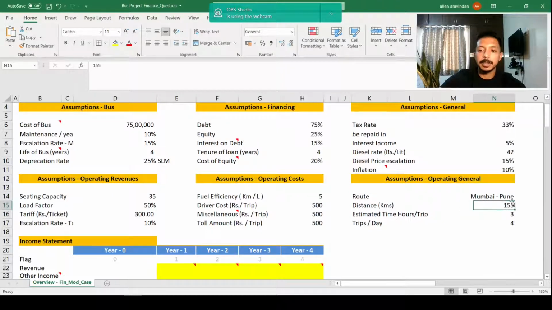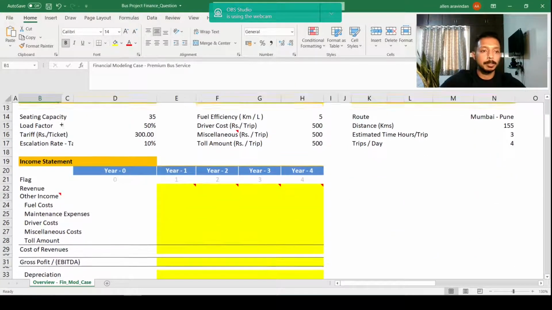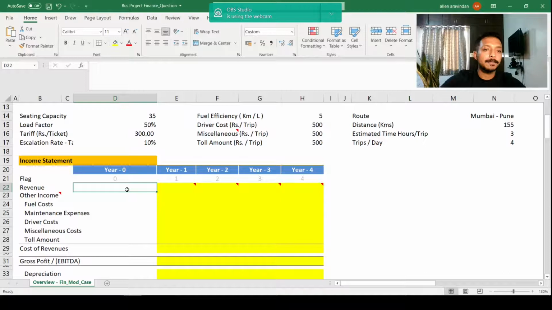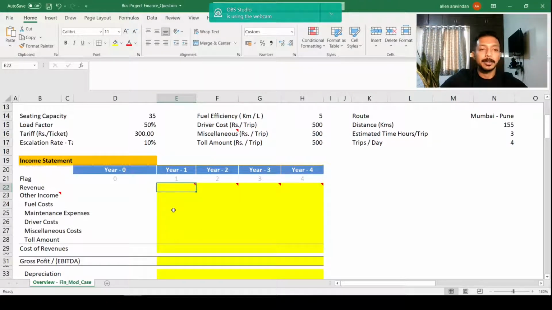The distance between the two cities, which for now in this model we have assumed as Bombay and Pune, is about 155 kilometers. The estimated time taken for one trip is about 3 hours. And how many trips a day does this business make? About 4 trips. So these are my basic assumptions, which I thought I would explain before I jump into the calculation. As you have the template with you, you can start and practice with me instead of just observing. And you absolutely don't require any background to do this calculation.